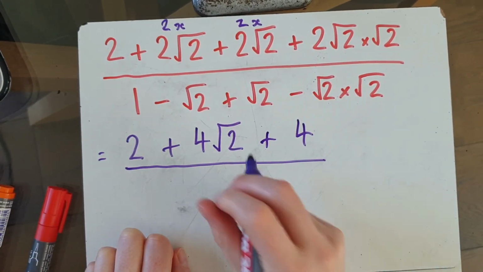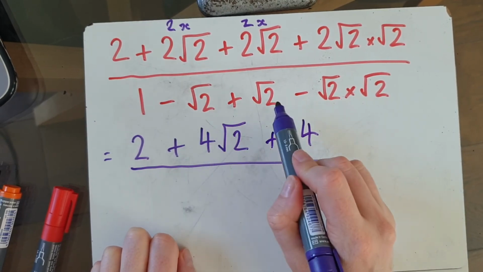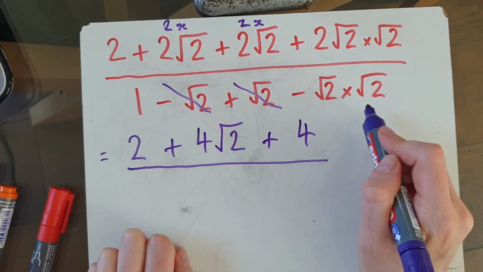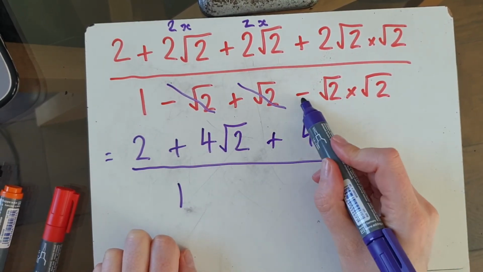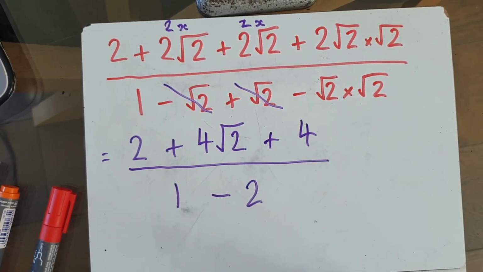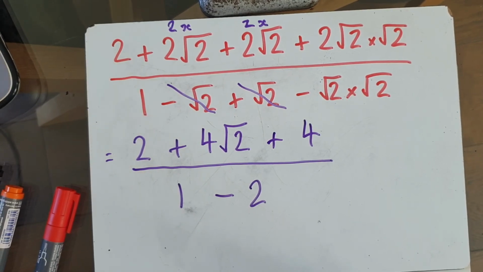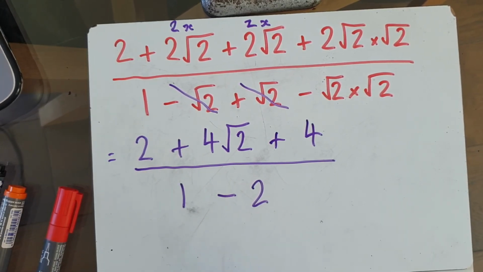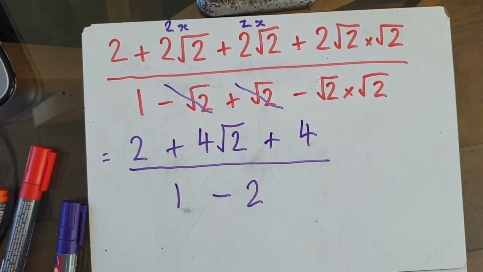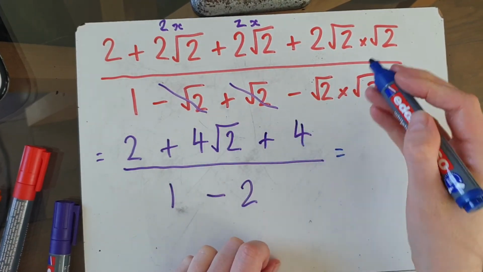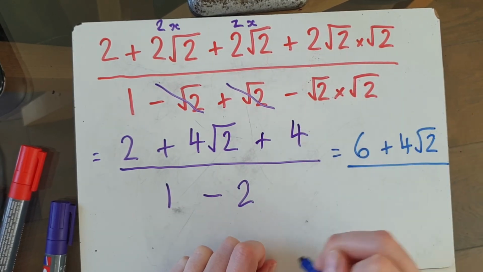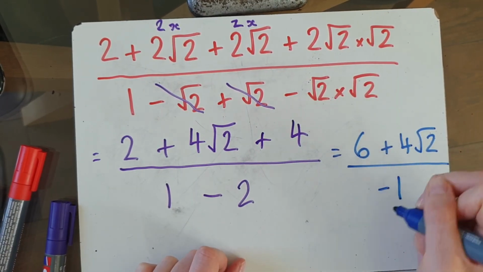In the denominator, I've got 1 minus root 2 plus root 2, so they cancel each other out. And then I've got 1 minus root 2 times root 2, and root 2 times root 2 is just 2. So I've got 2 there. And now I want to do my final bit of simplifying. So I will end up with 2 plus 4 is 6 plus 4 root 2, and that is all over 1 minus 2, which is negative 1.